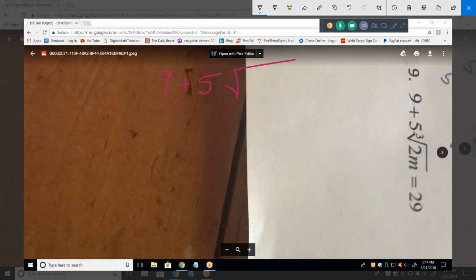Cube root of 2m equals 29. First step? Would be the, ooh, I don't know actually. Get the m by itself. So I'll subtract the 9. Okay. And then do you divide by 5?